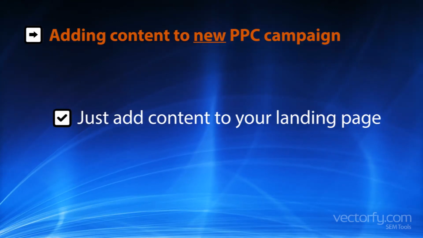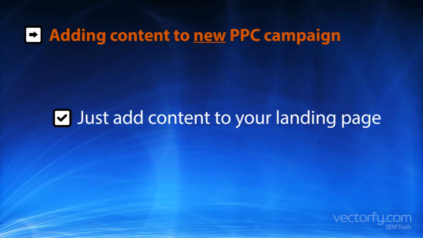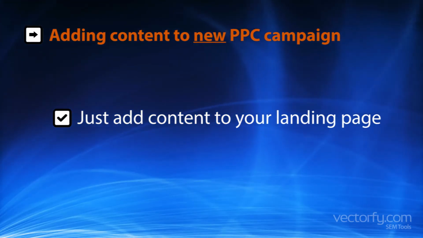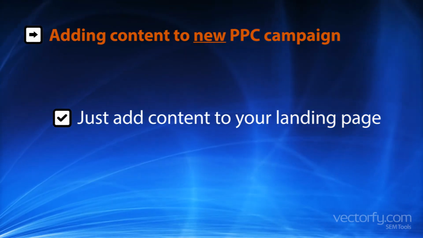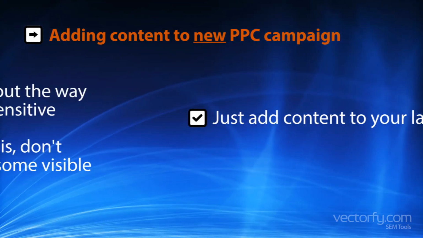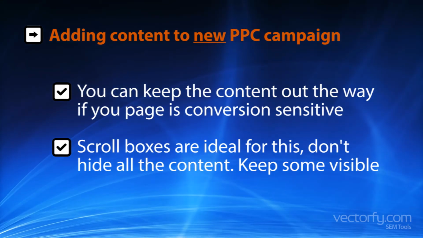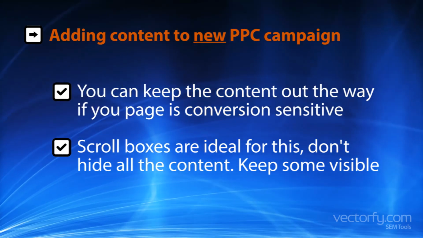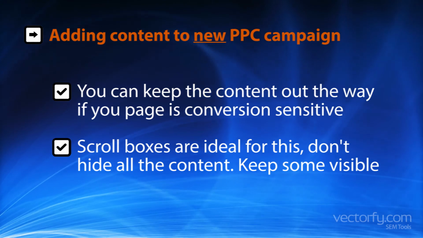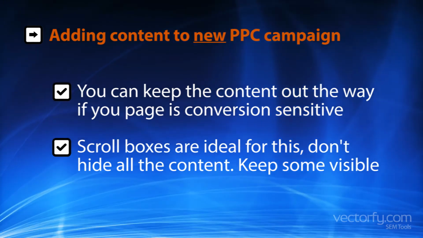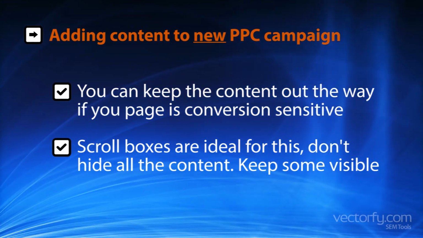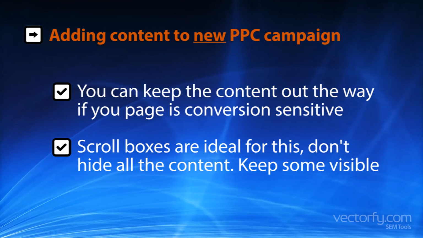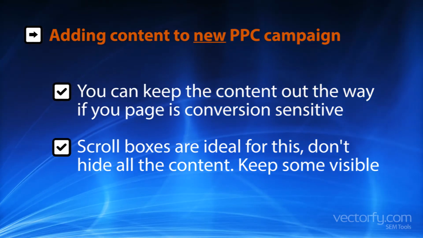The process is very similar for new PPC accounts. Just add the content to your landing page. Don't forget, if your page is conversion sensitive, then you can partially hide the content using scroll boxes, so it's there if a user wants to read a more in-depth article, but if they just want to buy your product, they won't see the whole content. You can optimize sales pages outright, but it does take a bit more time and thought to be relevant and make the content sell at the same time.